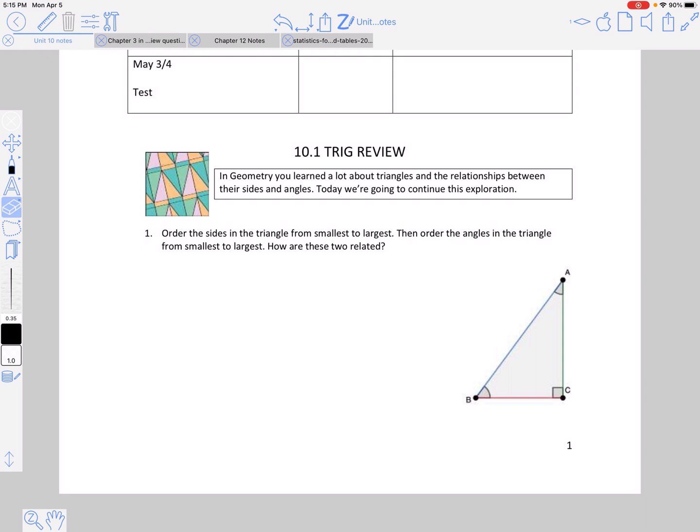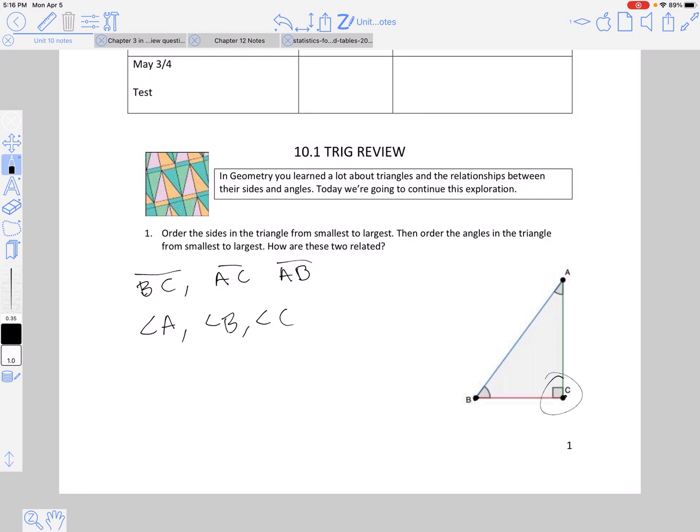So I'm going to order the sides of the triangles from smallest to largest. So the smallest side that I see is this red side down at the bottom. We'll call it side BC. So notice, if you're talking about a side, you just write the labeled points together with a line over it. The next biggest side is going to be side AC, and then of course side AB. So smallest to largest, this is just visually looking at it. And then smallest to largest angles, angle A looks like the smallest, then angle B, then angle C.